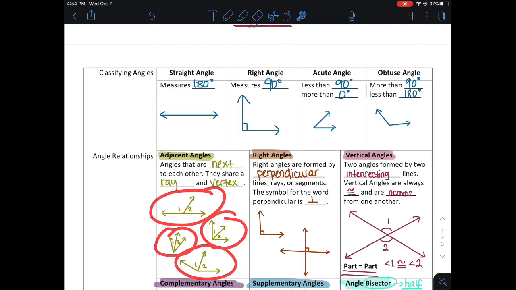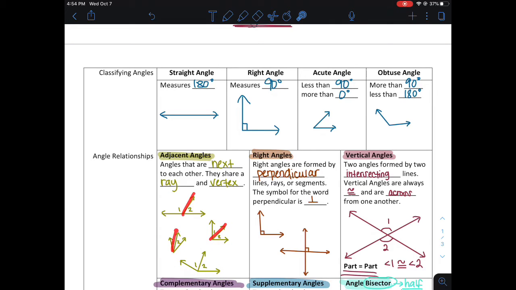You can see these 4 examples are all angles that are touching, right? They all share a common ray. You see they all share this ray, this ray, this ray, and this ray. They all have a ray in common. That means they're adjacent. They also have a vertex in common.